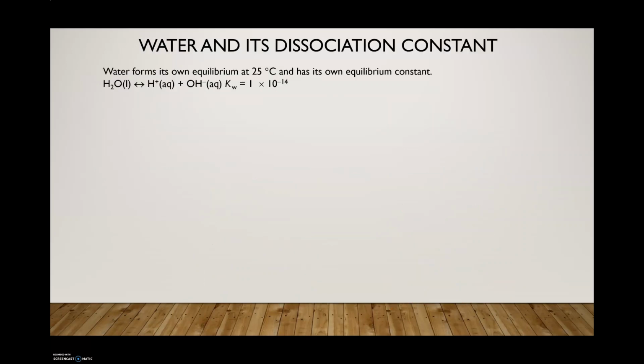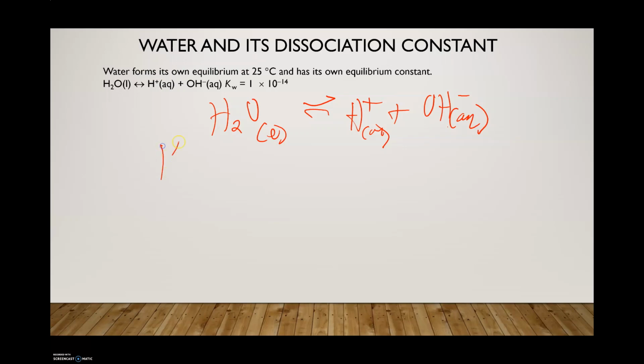Now let's talk about water. So we talked about water being weird in that water has its own unique equilibrium. You can see it here, but I'm going to draw it right below. So water in liquid form breaks down to produce hydrogen ions plus hydroxide ions. And we just talked about equilibrium in the previous chapter, so we can write the expression here where Kw is equal to the hydrogen concentration times the hydroxide concentration. Now at 25 degrees Celsius, the Kw is equal to 1 times 10 to the negative 14.